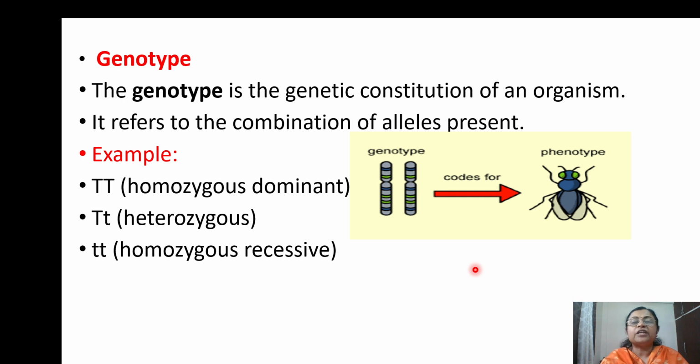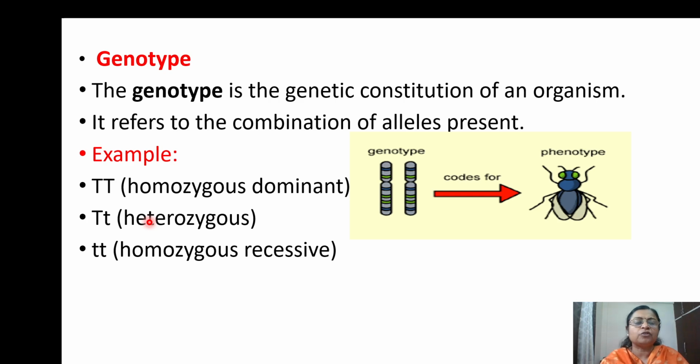Genotype is the genetic constituents of an organism. It refers to the combination of the alleles present. So there are different types of alleles which are present in combined form, known as a genotype. Let us see the example. If the traits are capital T capital T, these are homozygous dominant. If it is a capital T and small t, then it is heterozygous.